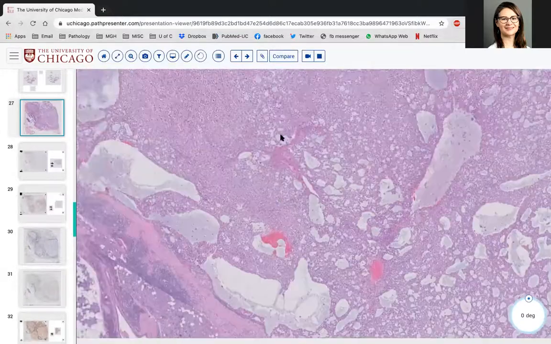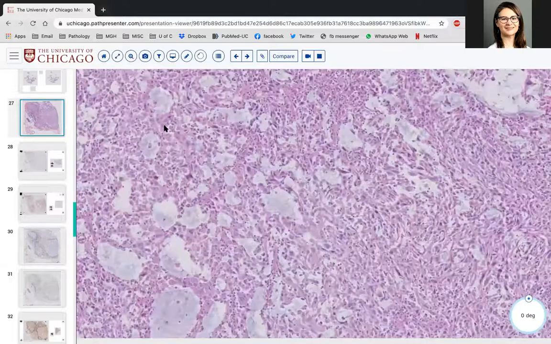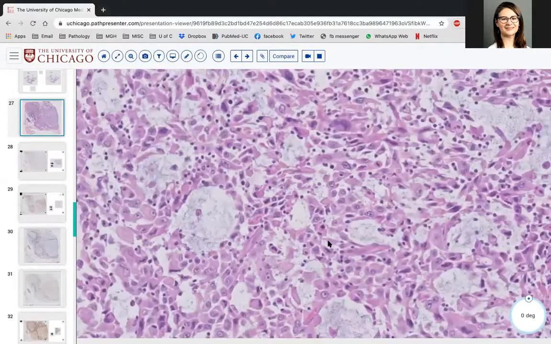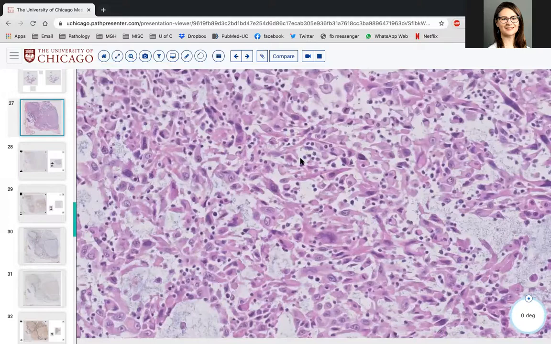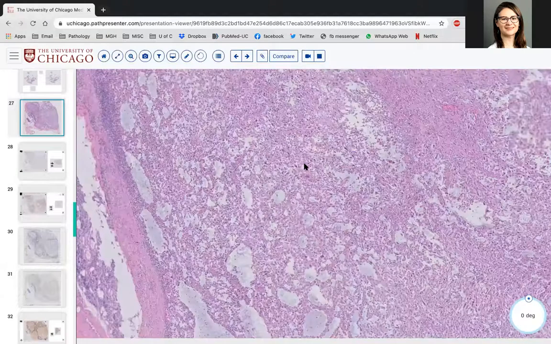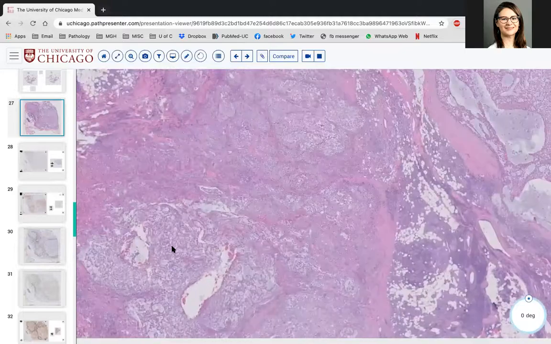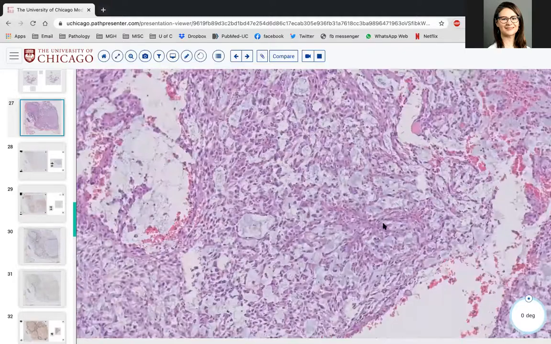All right, so let's keep looking around, and whoever has any thoughts or wants to order any stains, shout it out or type it in. Here's more of those spindled pleomorphic areas. I don't think we had any stains on the biopsy, but we do have stains on the resection, so we can just go from there.